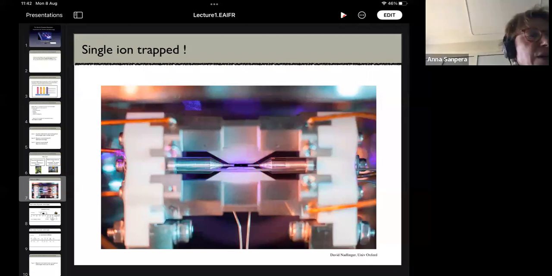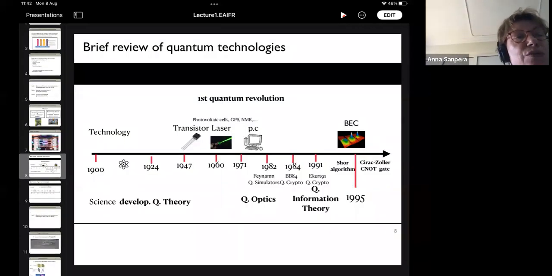So if we take a very fast look at the review of quantum technologies, of course, quantum technologies start in 1900, when quantum theory starts with Max Planck and the photoelectric effect. Then we would say that from 1900 to 1924 was the establishment of quantum theory, until Heisenberg with a matrix formulation.